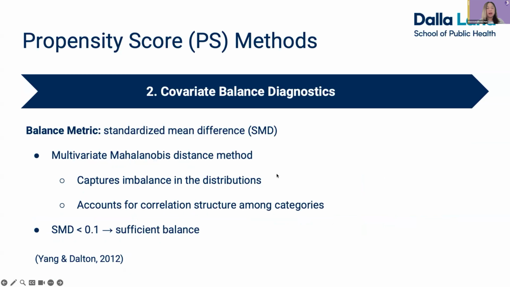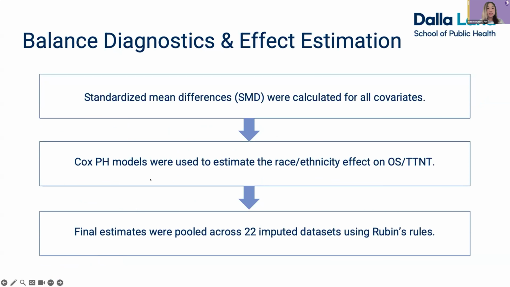And before and after applying the propensity score method, it is crucial to check the covariate balance. The metric that I used was standardized mean difference, which was calculated using the multivariate Mahalanobis distance method. This method guaranteed that I can capture imbalance in the distributions while also accounting for correlation structure among categories. And if the covariate has a standardized mean difference below 0.1, then that indicates the covariate is achieving sufficient balance.